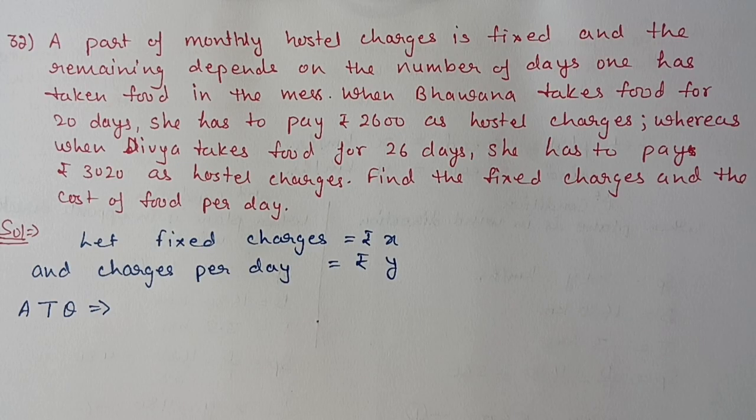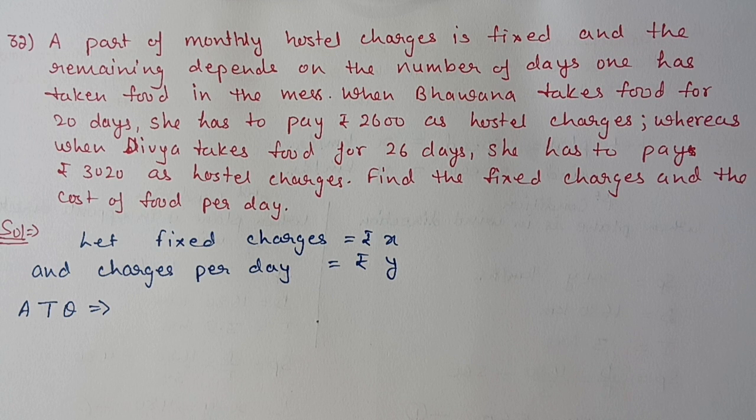Next we have question number 32. A part of the monthly hostel charges is fixed and the remaining depends on the number of days one has taken food in the mess. When Bhavna takes food for 20 days, she has to pay 2600 rupees as hostel charges, whereas when Divya takes food for 26 days, she has to pay 3020 rupees as hostel charges. Find the fixed charge and the cost of food per day.